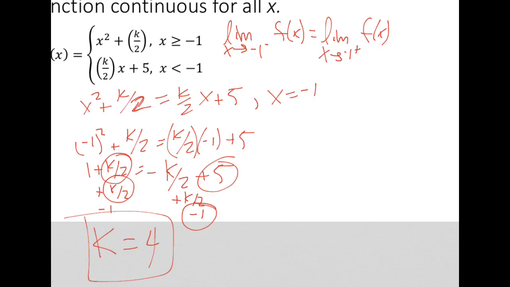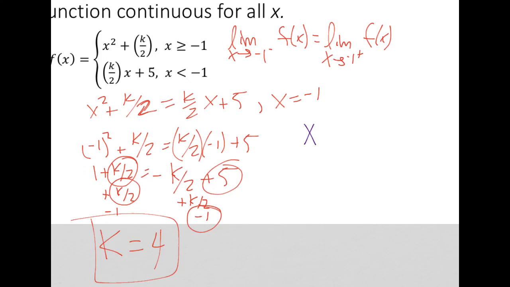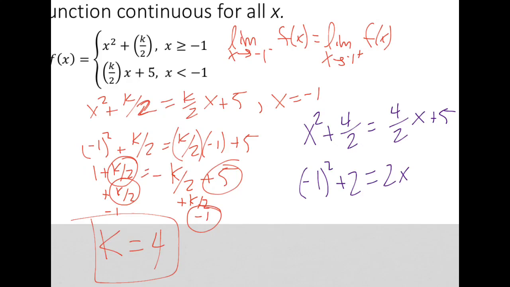Let's double check and make sure that this is accurate. So what we're saying is x squared plus 4 over 2 equals 4 over 2x plus 5 when x is -1. So -1 quantity squared plus 4 over 2 is 2 equals 2 times, and instead of x again, we are saying -1 plus 5. Is this a true statement? Well, -1 squared is still +1, so we have a 1 plus 2 is 3 equals 2 times -1 is -2 plus 5 is 3. So that did indeed make this function continuous.